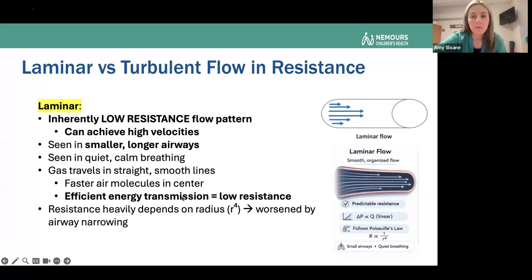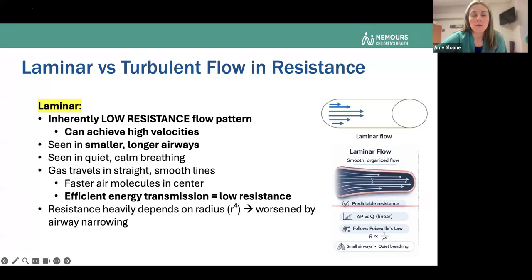a parabolic velocity profile. It's slow near the airway walls and then fast in the center. So it allows the energy to be transmitted very efficiently with minimal energy loss. And that's what leads to that low resistance profile. Again, the resistance here follows Poiseuille's law and is directly proportional to the inverse of the radius to the fourth power, just like we talked about before.